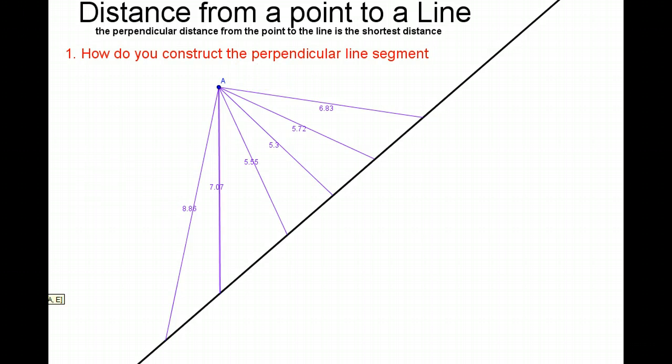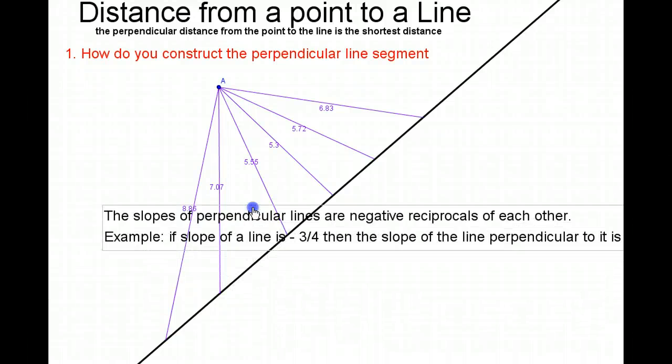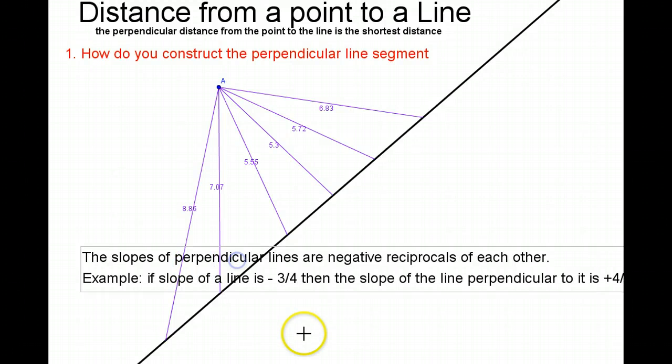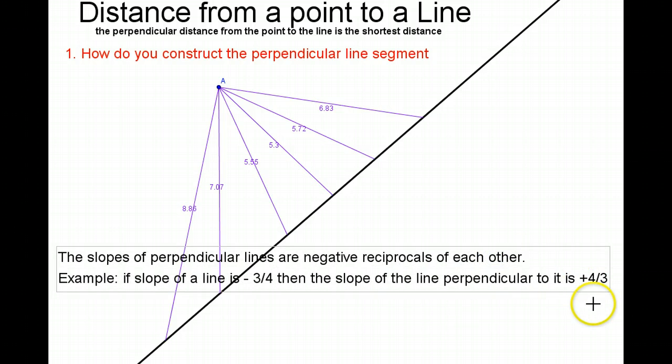One of the things that we discussed earlier in the semester is that if lines are perpendicular, then their slopes are negative or opposite reciprocals of one another. So the slopes of perpendicular lines are negative reciprocals of each other. For example, if the slope of one line is negative 3/4, then the slope of the line perpendicular to it is going to be positive 4/3. In other words, we change the sign and we take the reciprocal, i.e. we flip the slope.